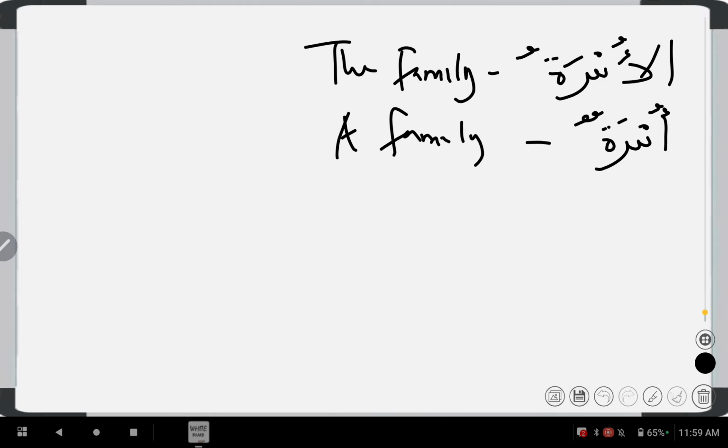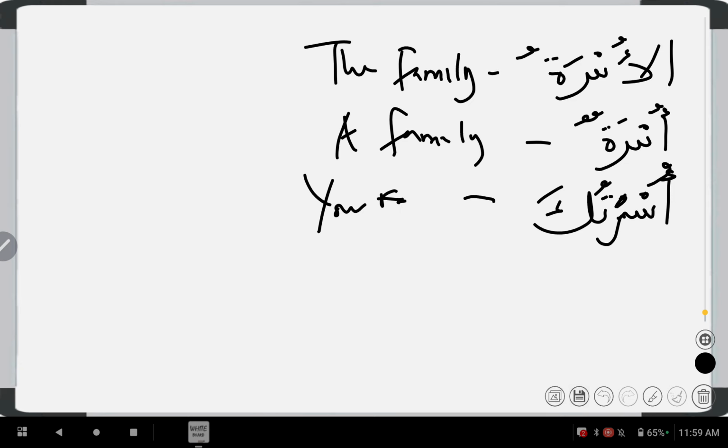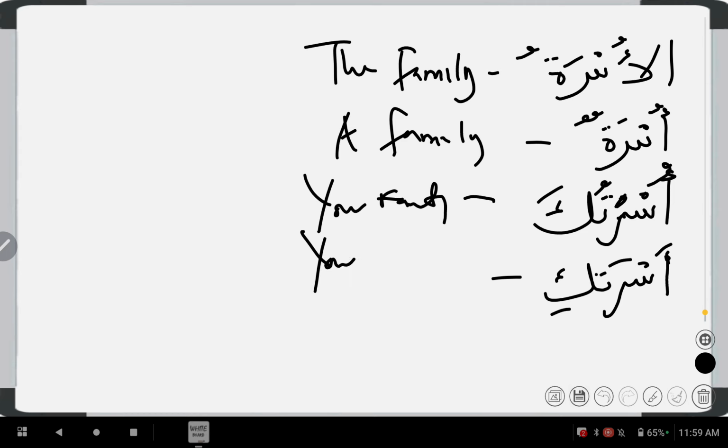Okay, so if you want to say your family, if you are speaking to a man, what do you say? You say usratuka. Remember, we say this all the time. Usratuka, your family, when you are speaking to a male. When you are speaking to a female, what do you say? Usratuki, your family. Ki is for a female.